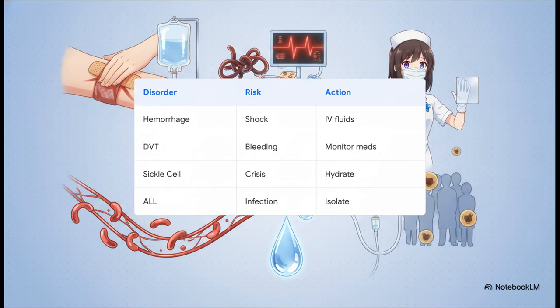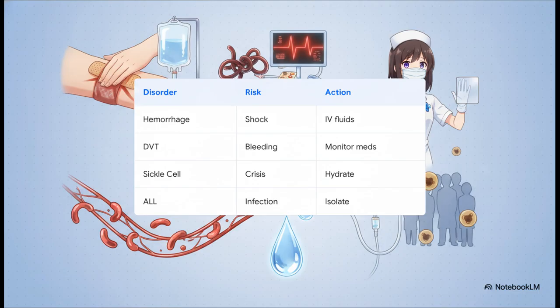Hemorrhage. The greatest risk is hypovolemic shock. Your first action is to apply direct pressure if it's external and get a large bore IV for fluids if it's internal. DVT. Remember, the trap isn't just the clot, it's the bleeding risk from the anticoagulant medications used to treat it. Monitor them closely.